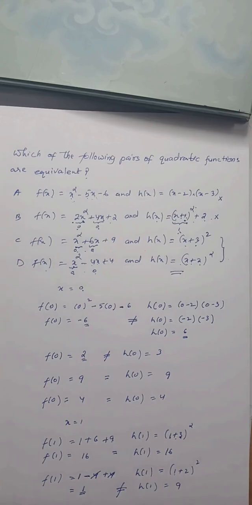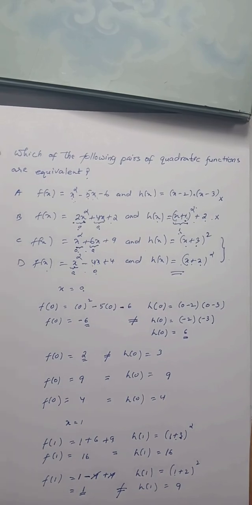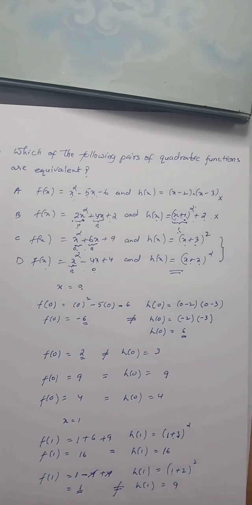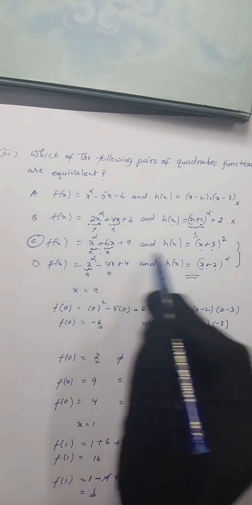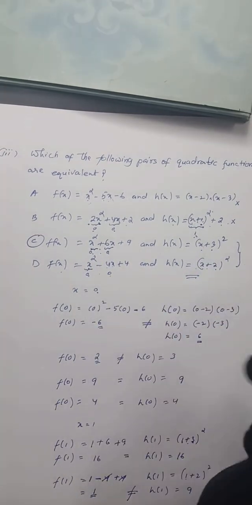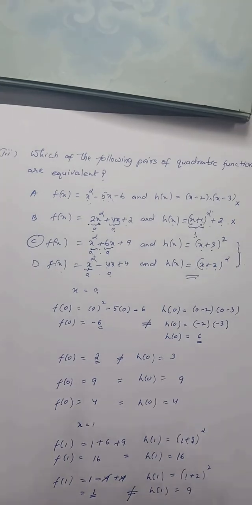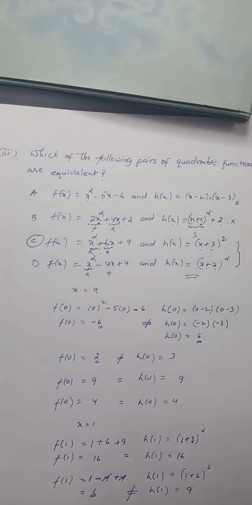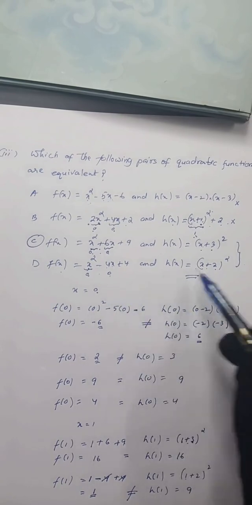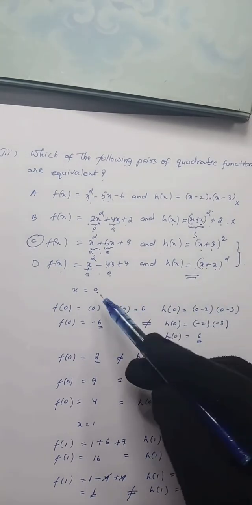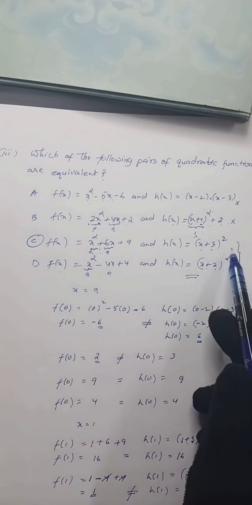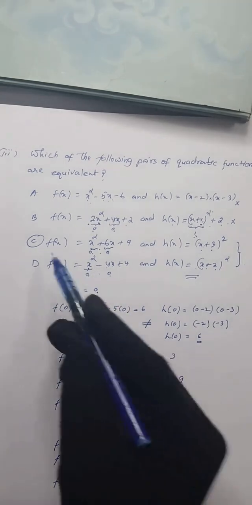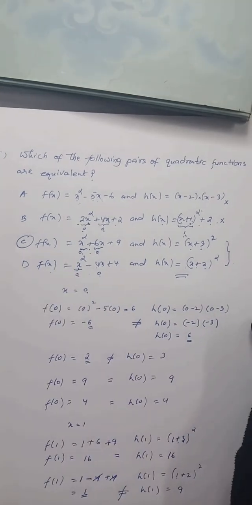They are not same. Therefore, our correct answer for this question, which of the following pairs of quadratic functions are equivalent? This is the correct answer. These two functions are equivalent for all values of x. This other pair of functions was true only for x is equal to 0. But this is true for all values of x. Therefore, this is the correct answer.